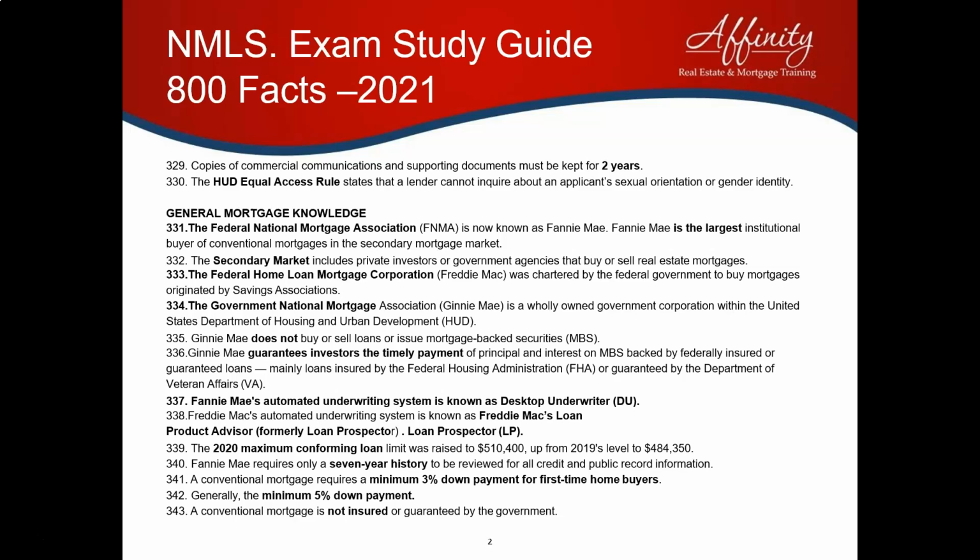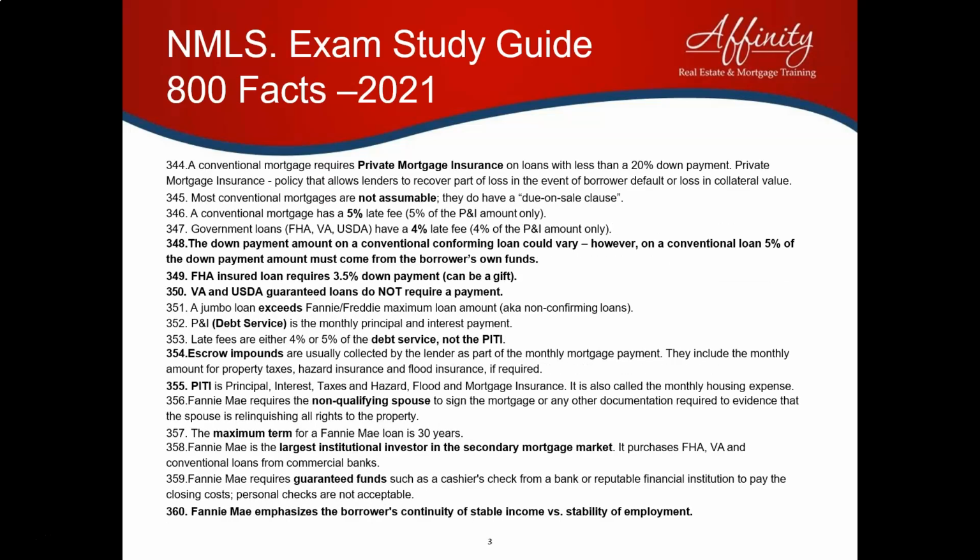A conventional mortgage requires a minimum 3% down payment for first-time home buyers. Generally, the minimum is 5% down payment. A conventional mortgage is not insured or guaranteed by the government. A conventional mortgage requires private mortgage insurance on loans with less than a 20% down payment. Private mortgage insurance is a policy that allows lenders to recover part of the loss in the event of a borrower's default or loss in collateral value. Most conventional mortgages are not assumable. They do have a due on sale clause. A conventional mortgage has a 5% late fee of the P&I amount only. Government loans, FHA, VA, USDA, have a 4% late fee of the P&I amount only.